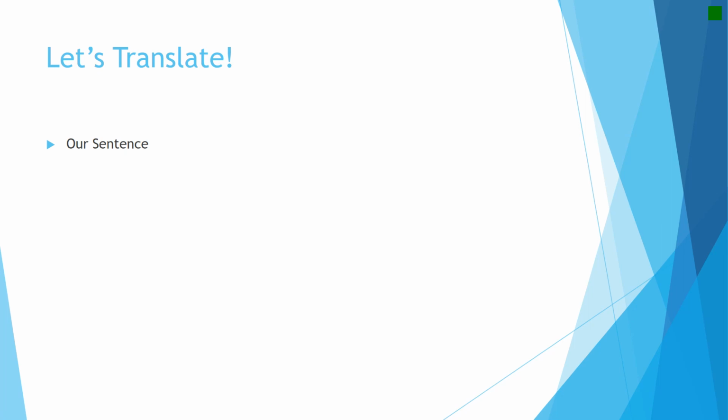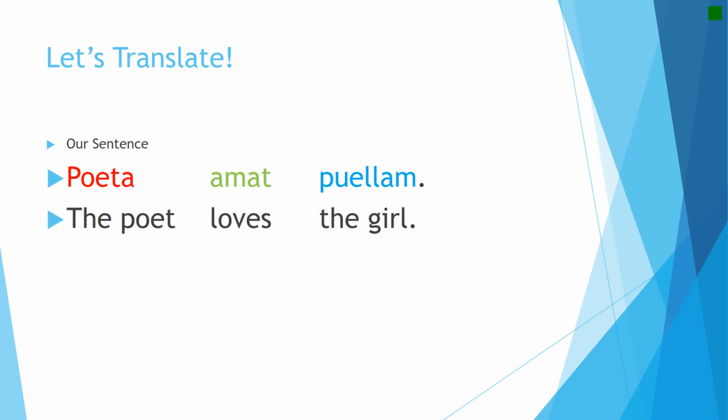Poeta amat puellam. Our subject in red, our verb in green, our direct object in blue. The subject verbs the object. Therefore, the poet loves the girl. Congratulations, you've translated your first Latin sentence.